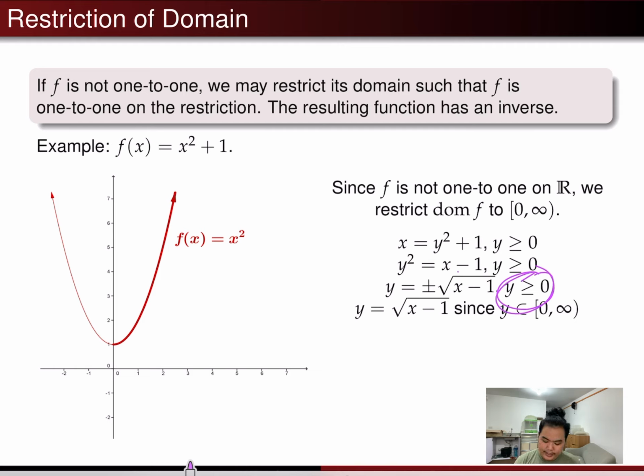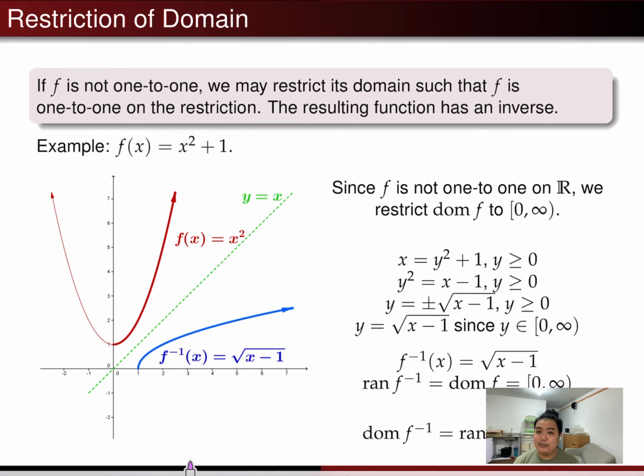Na-negative si y, square root is non-negative. So para ma-retain yung pagiging non-negative, you choose the positive side. Therefore, f inverse of x is square root of x minus 1. And if you graph this function, ano ang lalabas? Tada, yung blue graph. Okay? So, symmetric sila with respect to y equal to x.